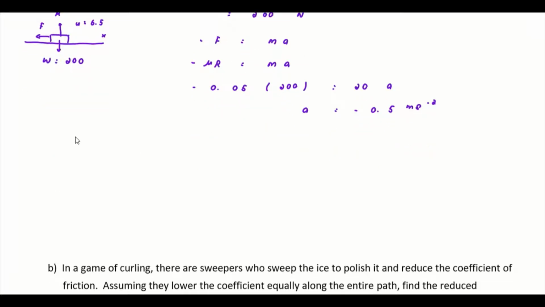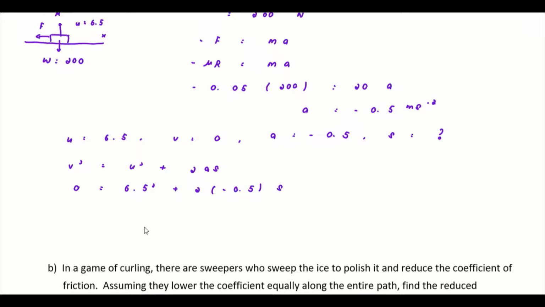So let's try to write down the variables. U is equal to 6.5. V is equal to 0 because until it stops, right? A is equal to negative 0.5 and we want to get the S. We can always use the formula V squared equals U squared plus 2AS. So let's substitute: 0 is equal to 6.5 squared plus 2AS. From here you can solve the equation and we can get 42.25 meter.